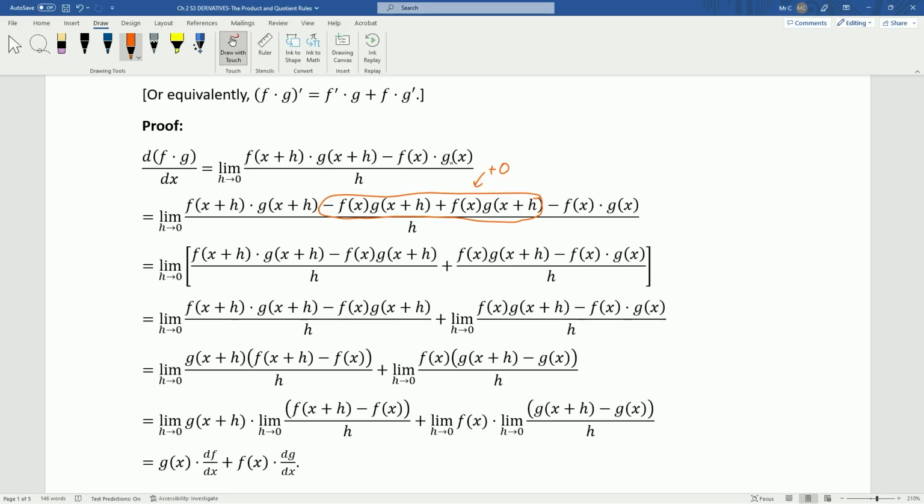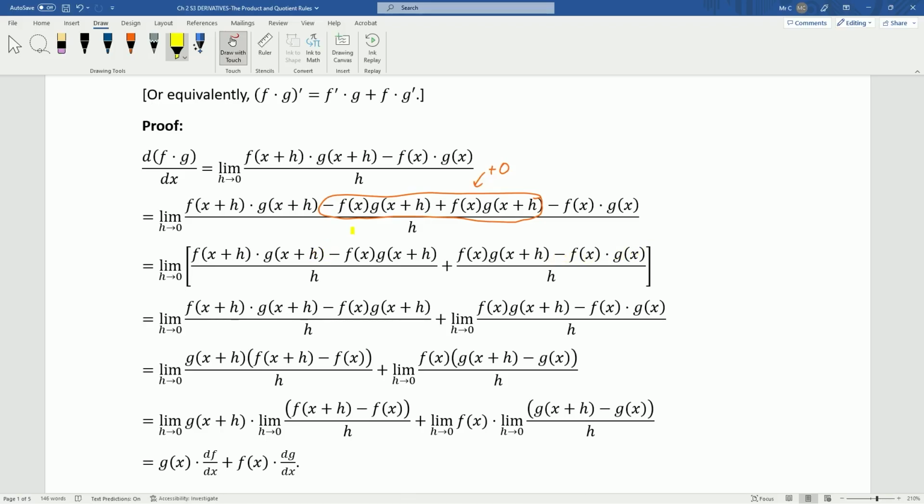But the reason we've done that is because now, when I add that up like that, I can separate this into two different fractions. The first two terms, f of x plus h times g of x plus h, minus f of x times g of x plus h, all over h, plus the second two terms here, over h, f of x times g of x plus h, minus f of x times g of x.